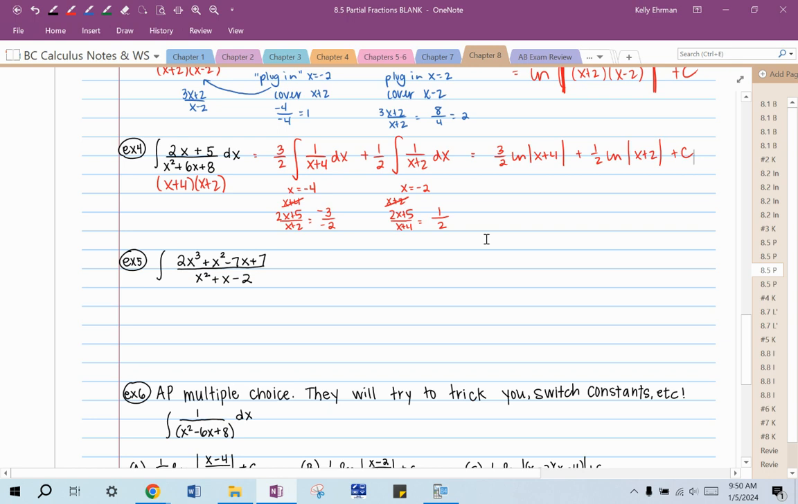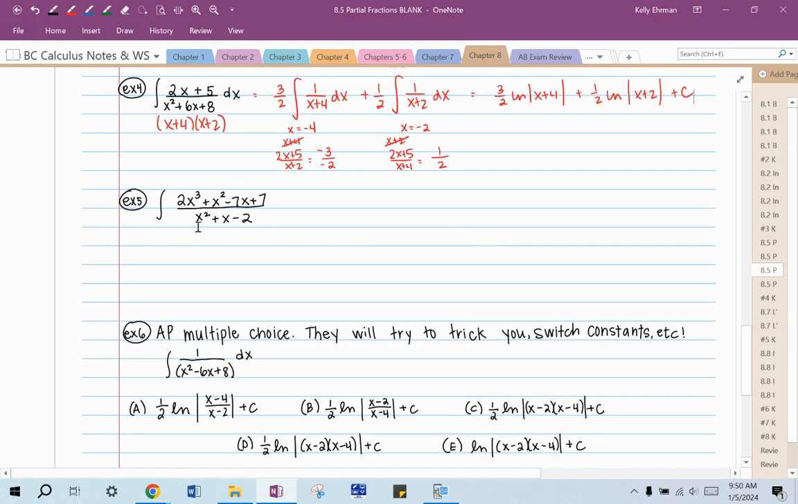All right, number 5. Remember, if this is top heavy, we can't just go splitting into partial fraction decomposition. So we need to divide first to see what we're working with here. So let's do the long division just off to the side here. That will get us to a place where we have a fraction that's bottom heavy at some point, because that will be our remainder.